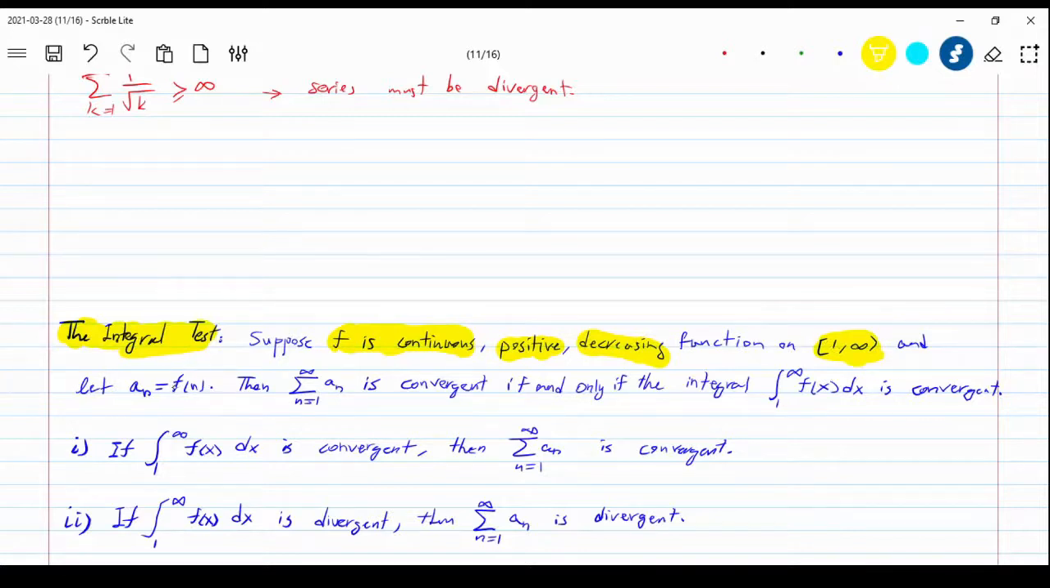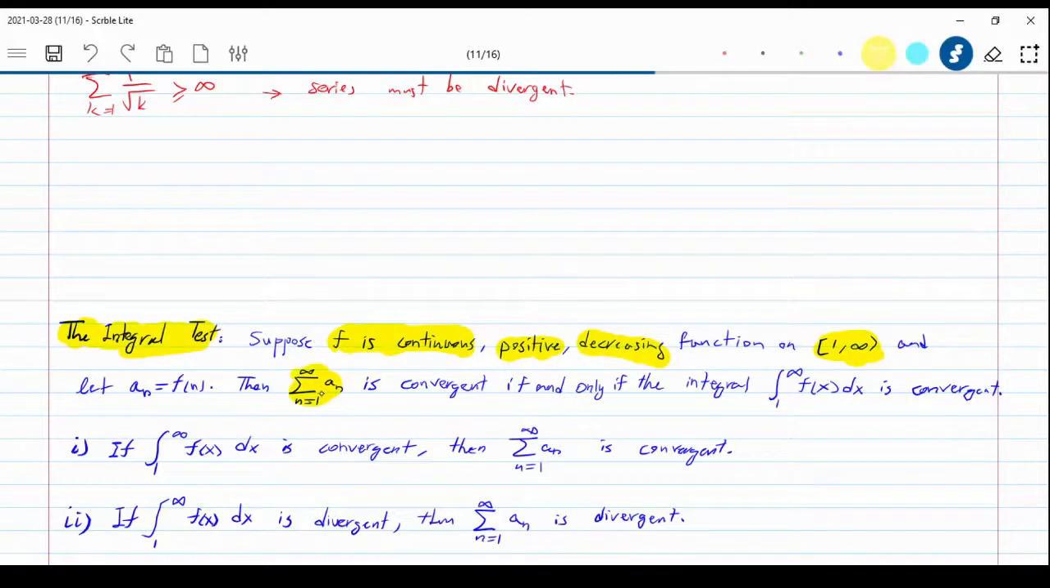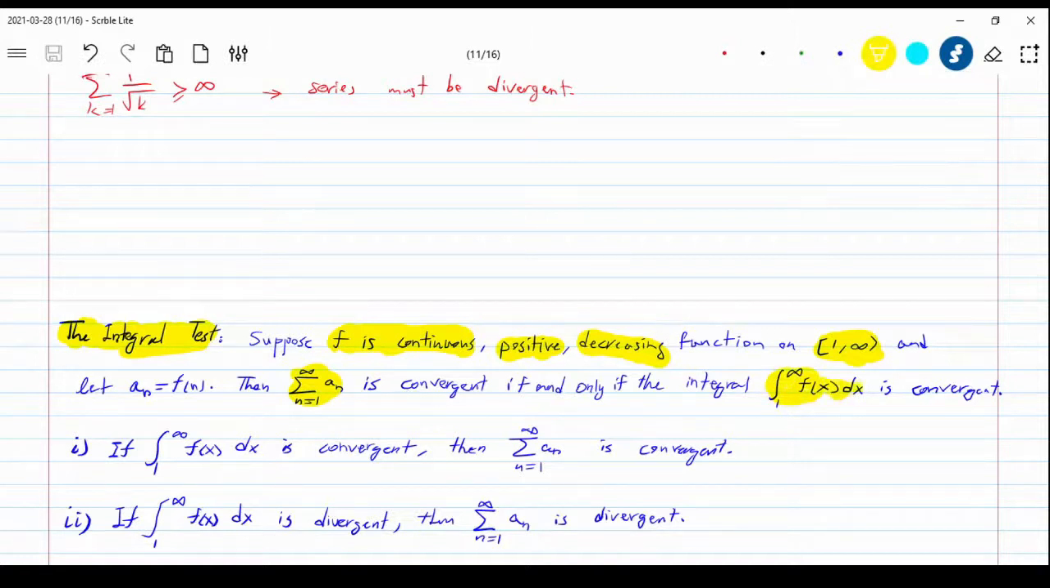Then what you can say is that the sigma of an is convergent if and only if the integral from 1 to infinity is convergent, or it would be divergent if the summation is divergent. So if the integral is divergent, basically this integral, if it is convergent, then the series must be convergent. If the integral is divergent, then the series is also divergent. So instead of convergent and divergent, maybe it's better to say if the integral is finite and the other one is infinite, then the series would be convergent or divergent.